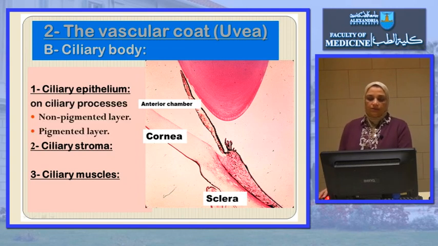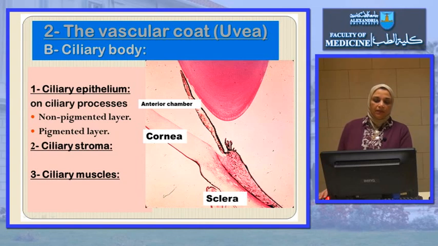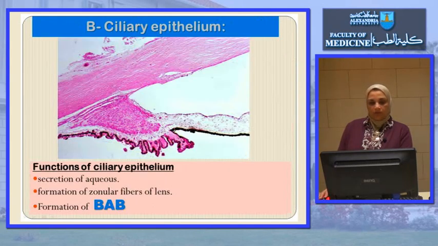So it's covering here the ciliary body, and mainly it's on the ciliary processes. It's a non-pigmented layer and a pigmented layer. What's meant by this? Ciliary epithelium is formed of two layers of epithelium, one of which is non-pigmented, the other one is pigmented. Let's see a diagram for it to see the non-pigmented and the pigmented.